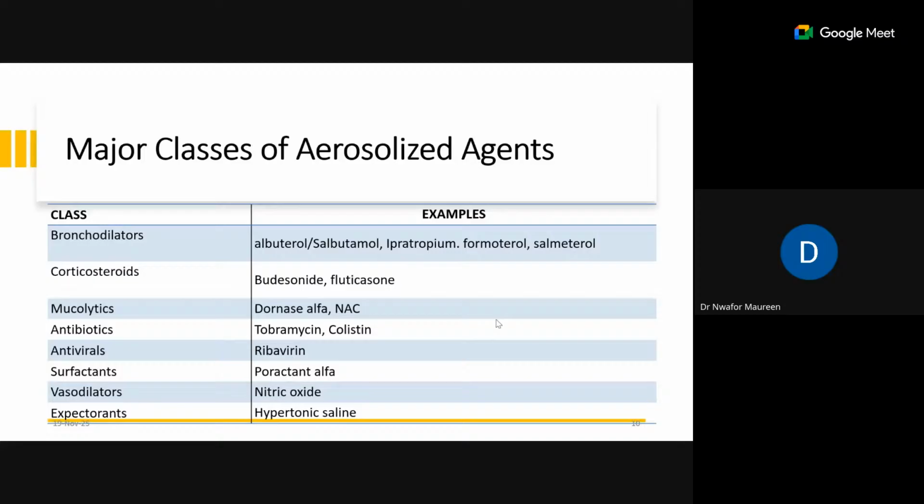The first one is the mainstay, the bronchodilators, with two types here: the beta 2 agonists and the anticholinergic agents. We have albuterol, salbutamol, as beta 2 agonists, and anticholinergics like ipratropium, formoterol, and so on. We have corticosteroids, we have mucolytics, we have inhaled antibiotics like tobramycin, even inhaled antivirals and vasodilators, and expectorants like hypertonic saline.